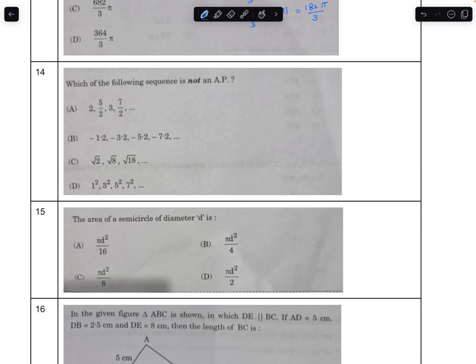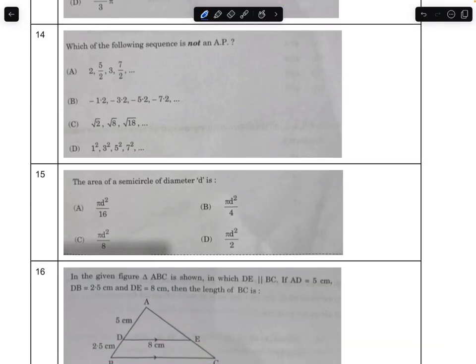Question number 14. Which of the following sequence is not an AP? A sequence becomes AP when there is a common difference between the terms. Let us straight away jump to the option D. The sequence given is 1 square, that is 1, 9, 25, 49. Here the difference between the terms are not same. So option D is the answer. Option D is not an AP.